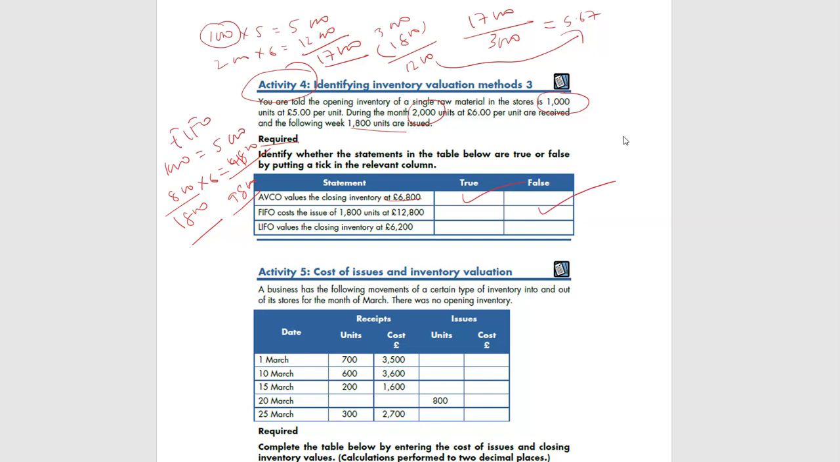Then finally we have the Lifo. The Lifo said the closing inventory value is 6,200. Let's check this one. If I use the Lifo, I'm going to use the 2000 units, the latest one. From the 2000 units, if I take 1800 units, 200 will be left, so that will be 200 times 6, and on the top, the 1000 I have left, so 1000 times 5. So we have 1200 here and we have 5000 here, so that will be 6,200. Yeah, that looks okay.